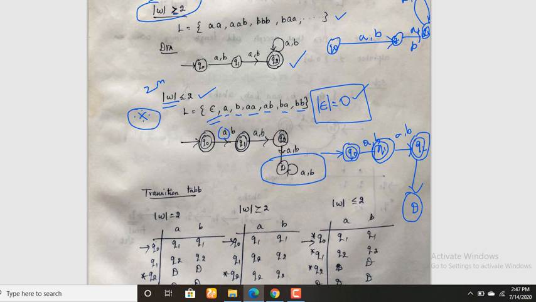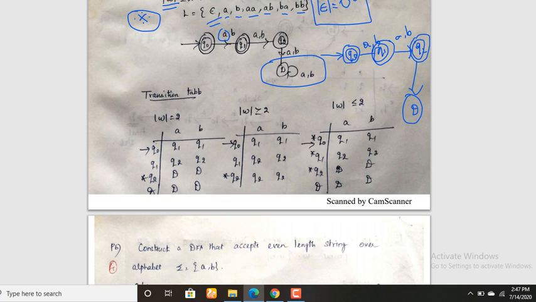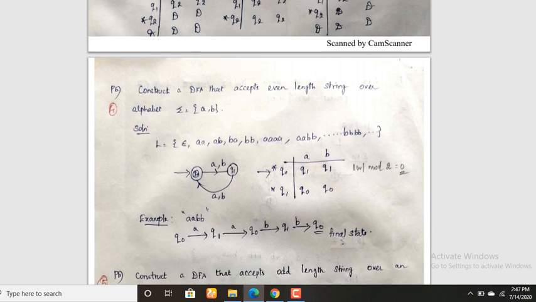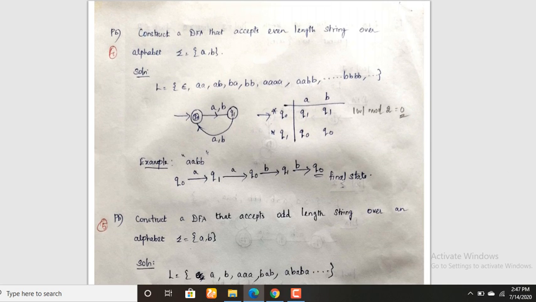So this problem statement is also over. This is the last step, the transition table. You can draw the transition table separately for these three categories. In the final answer, you should include some examples. Okay, next problem. Come to the next problem.